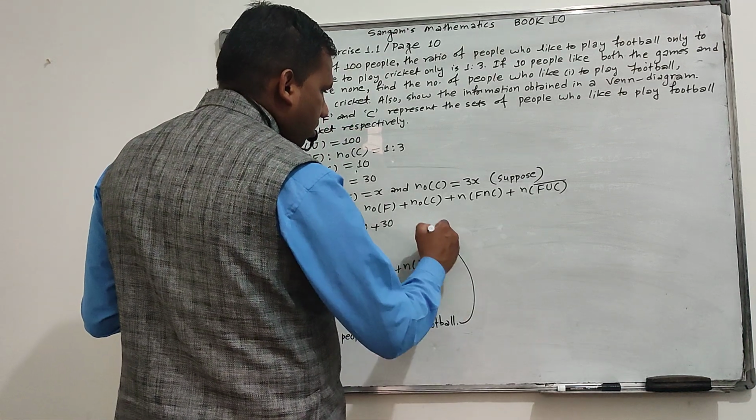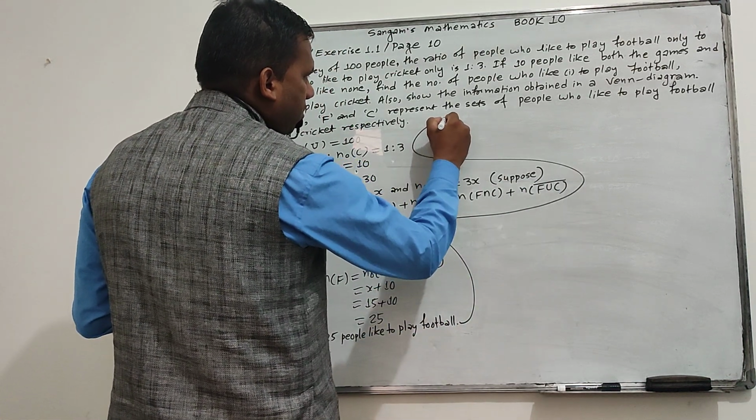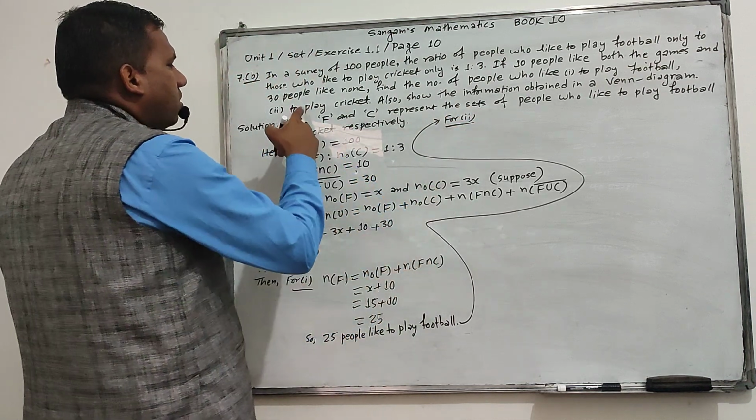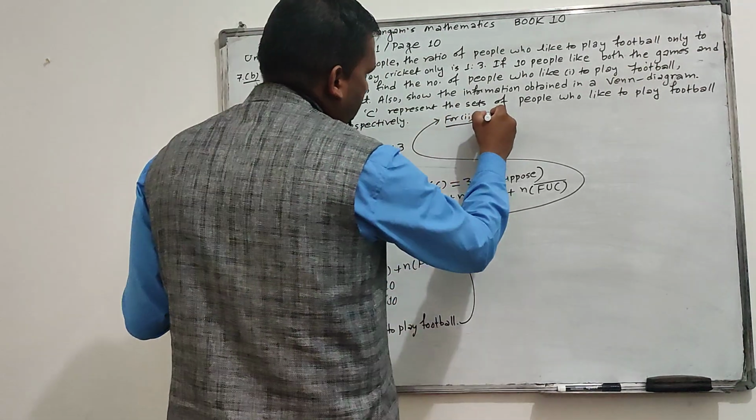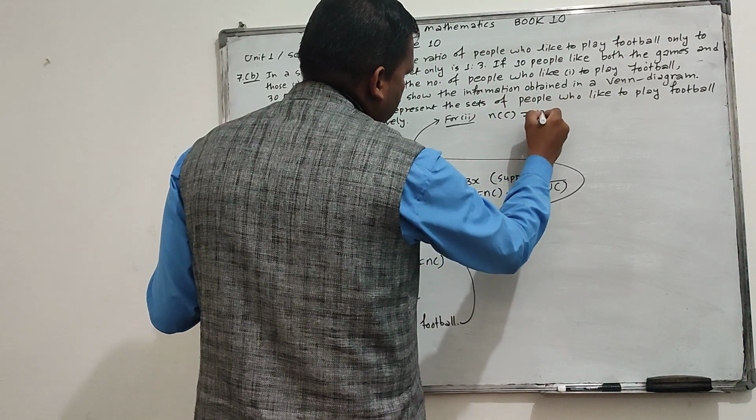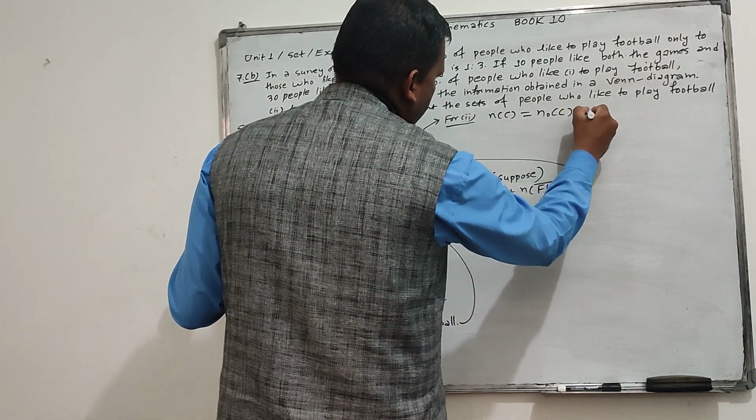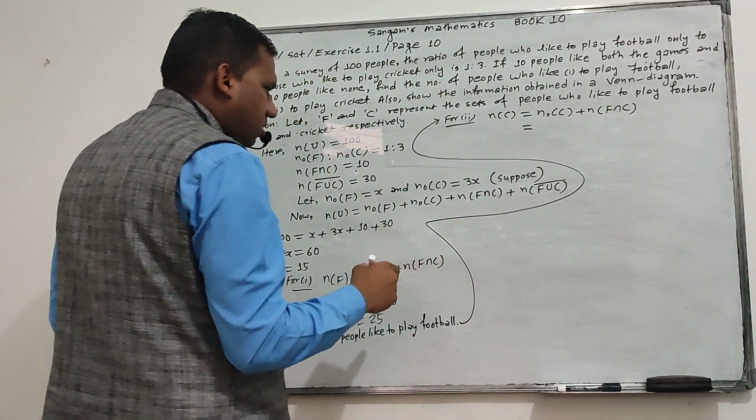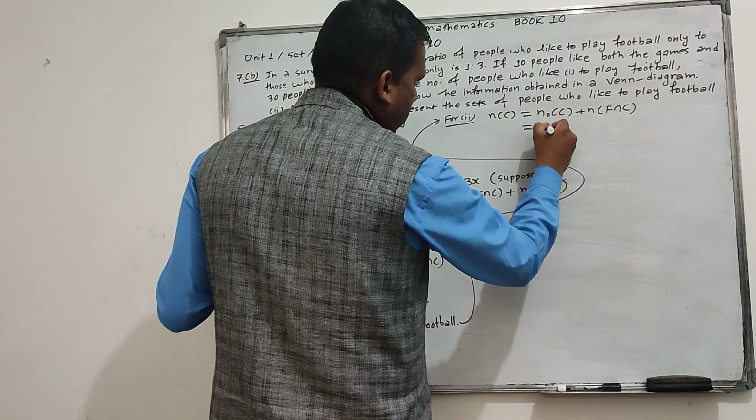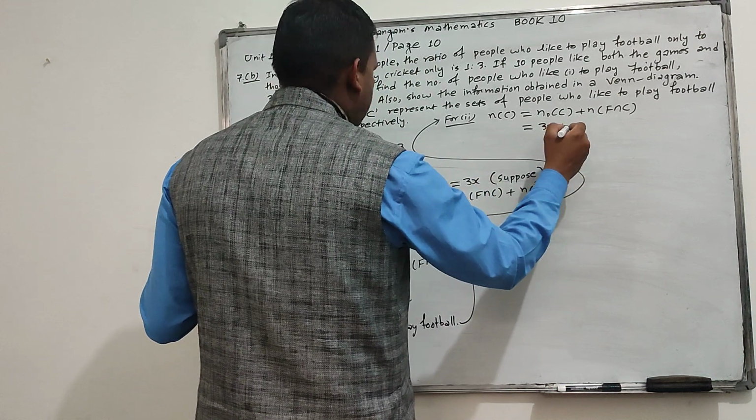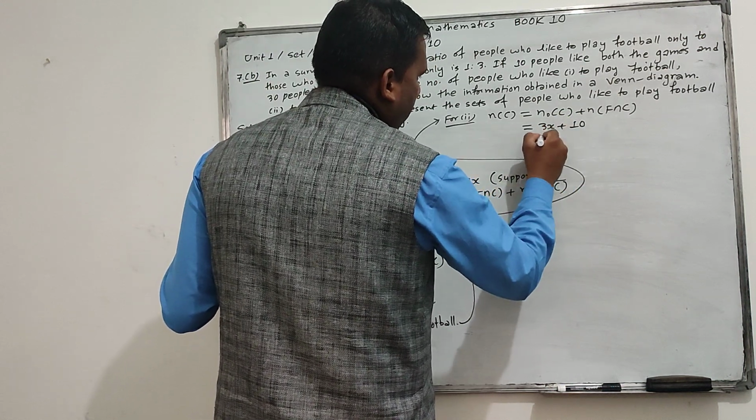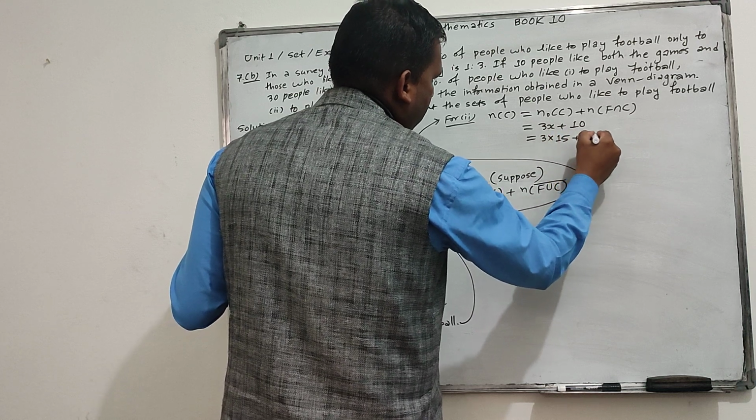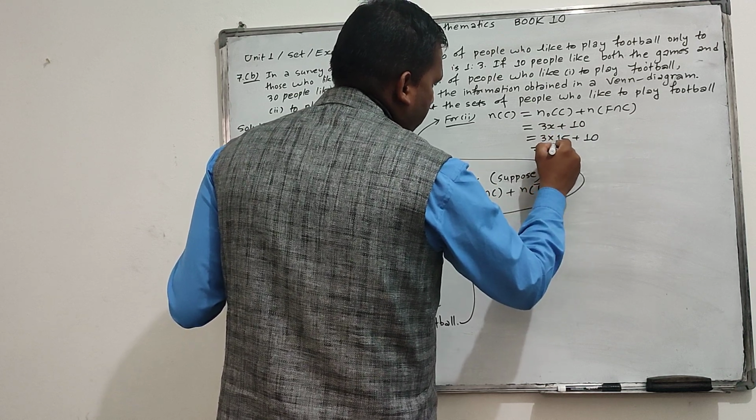Then for 2, you have to find who like to play cricket. Number of C equals n naught C plus number of F intersection C. N naught C is 3X, so 3X plus intersection part is 10. So the value of X is 15, so 3 into 15 plus 10 is 45 plus 10, 55.